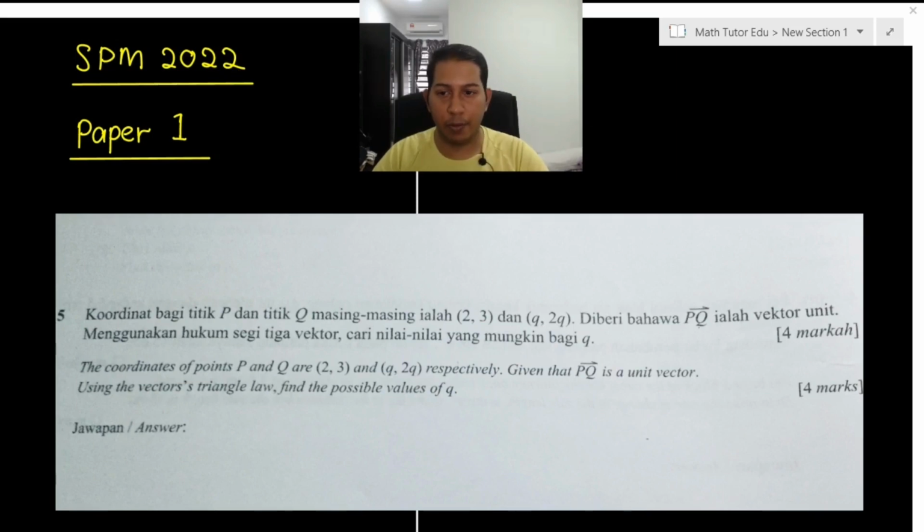Let me read the question now. The coordinates of points P and Q are (2, 3) and (q, 2q) respectively. Given that vector PQ is a unit vector, using the vector triangle law, find the possible values of q. Okay, so this is the overall question.